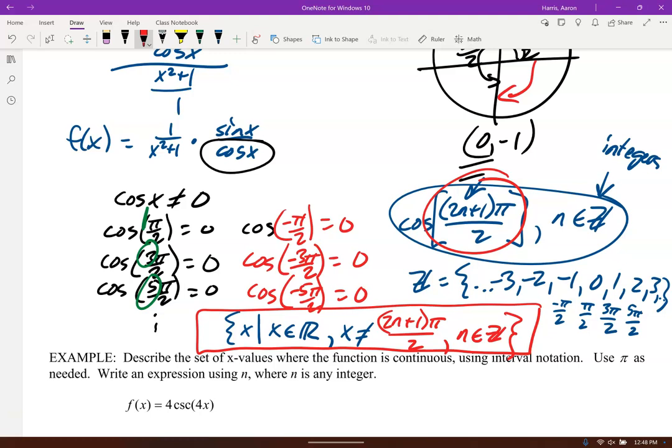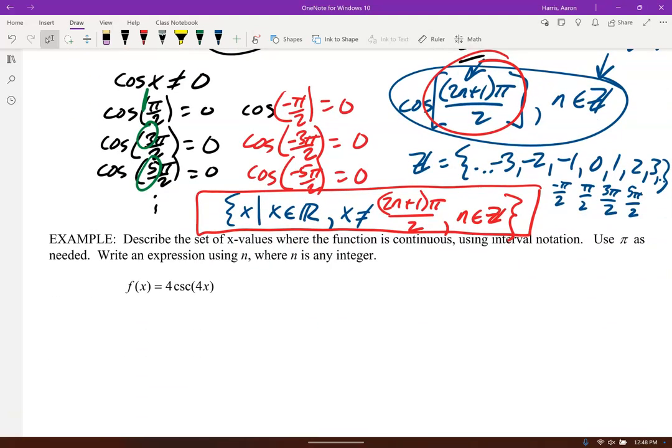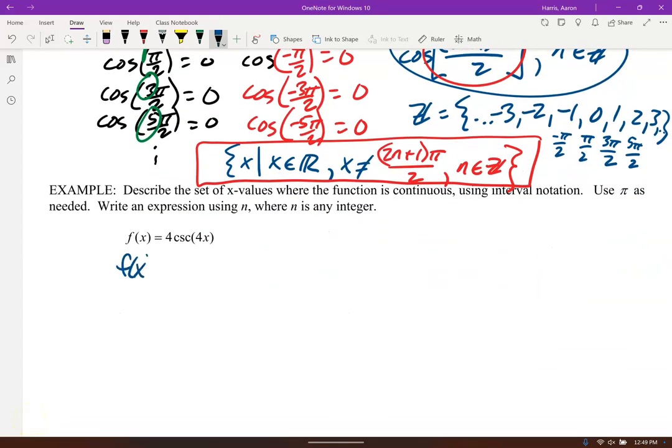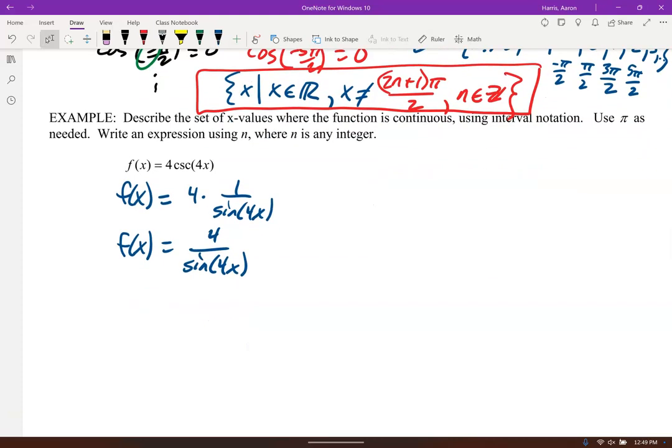All right, let's keep going here with cosecant 4x. I'm thinking about this as 4 times 1 over sine of 4x. So we have 4 over the sine of 4x. This is my function. Again, we can't divide by 0, so I'm thinking to myself, where is this not defined? Well, anywhere where this occurs, right? If my denominator is 0, I have an issue here.